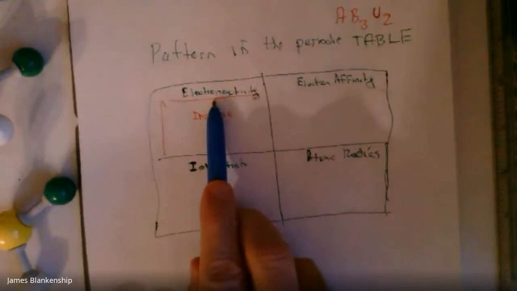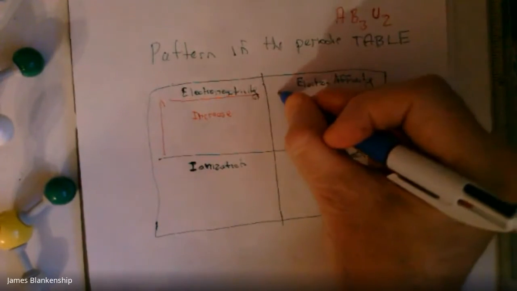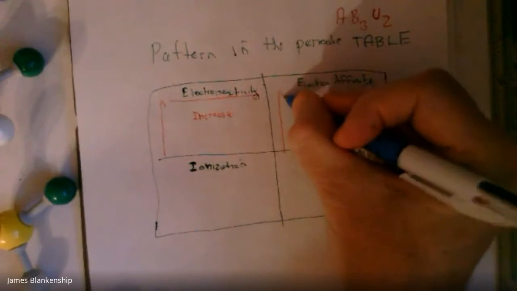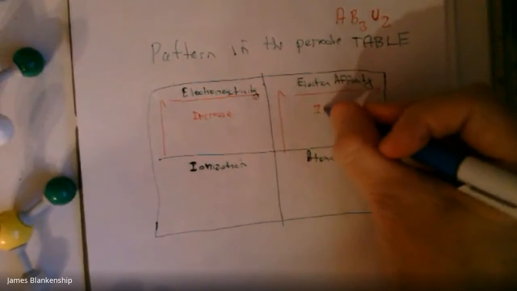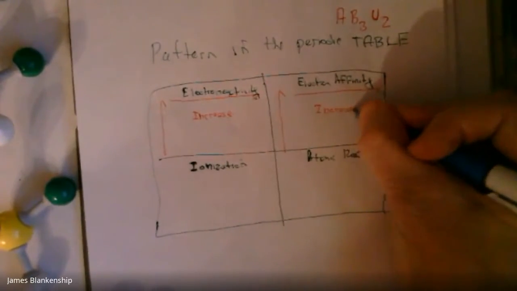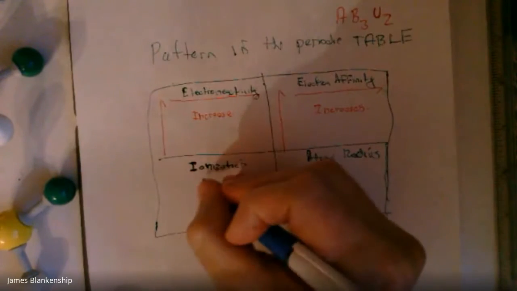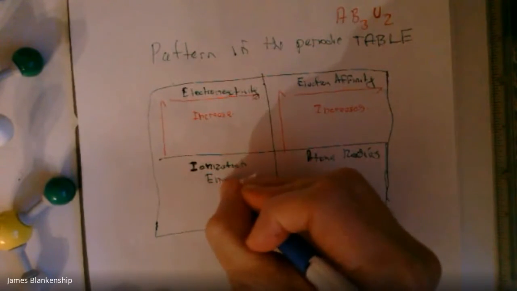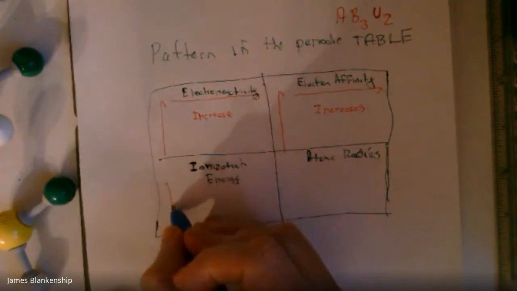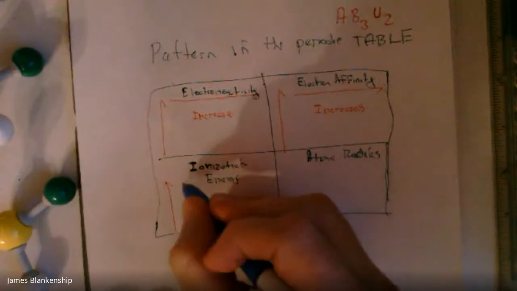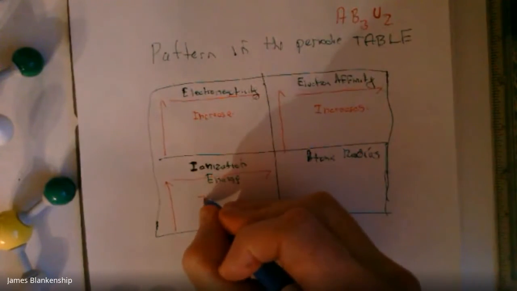And if it sounds like electronegativity and electron affinity are related, they are, which is why the pattern here is the same. It increases. Now, ionization energy follows the same general pattern, which is that it increases up and to the right. It generally increases.